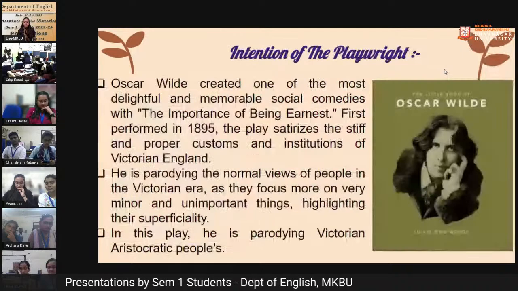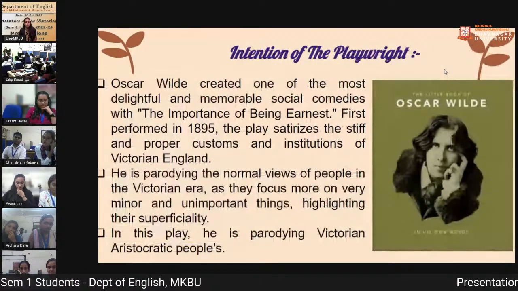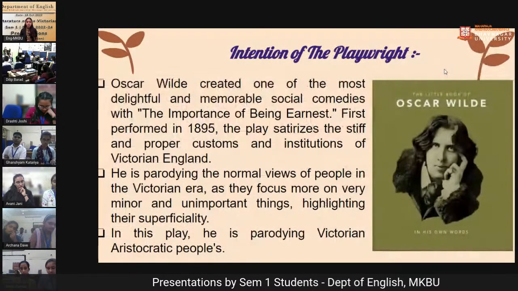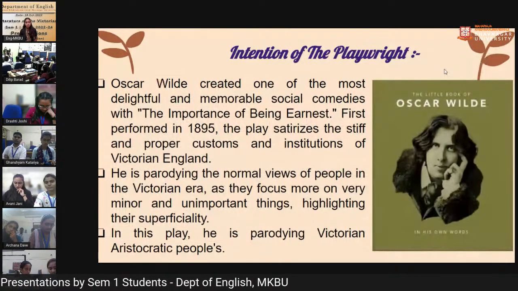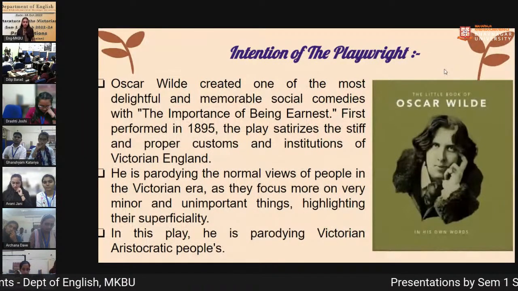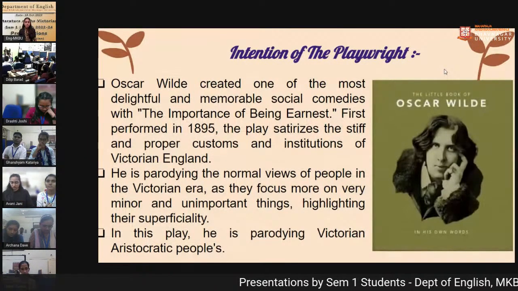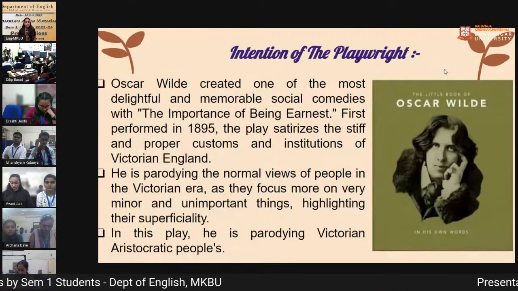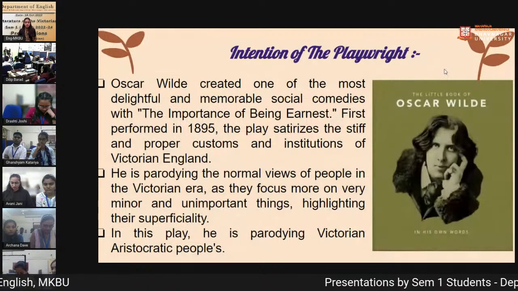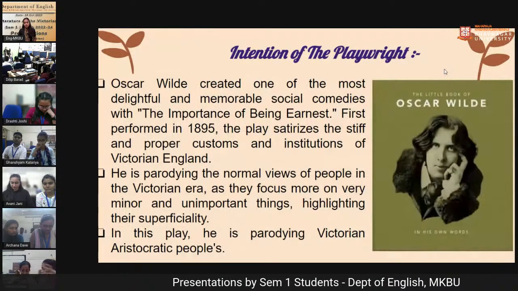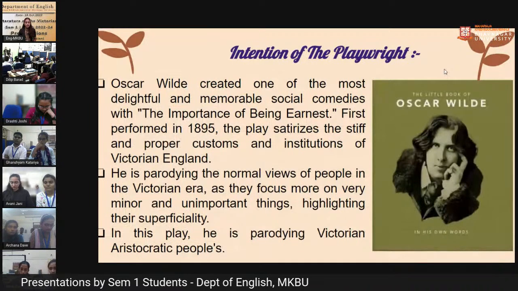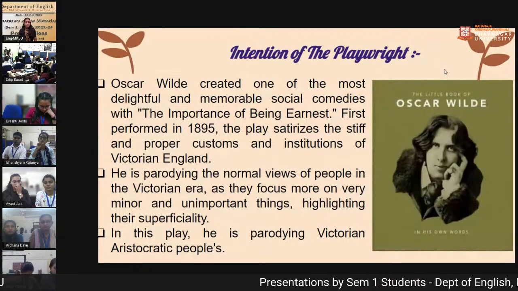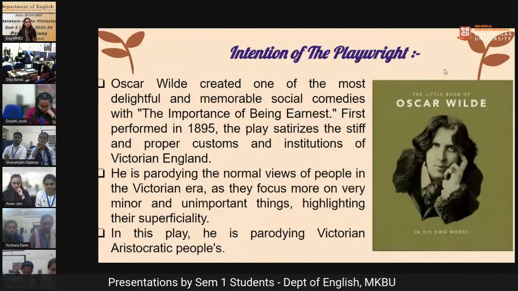About the intention of the playwright. This play is written by Oscar Wilde. Oscar Wilde created one of the most delightful and memorable social comedies with the play "The Importance of Being Earnest." It was first performed in 1895, and the play satirizes the stiff and proper customs and institutions of Victorian England. He is parodying the normal views of people in the Victorian era, as they focus on very minor and unimportant things, highlighting their superficiality. In this play, he is parodying Victorian aristocratic people.